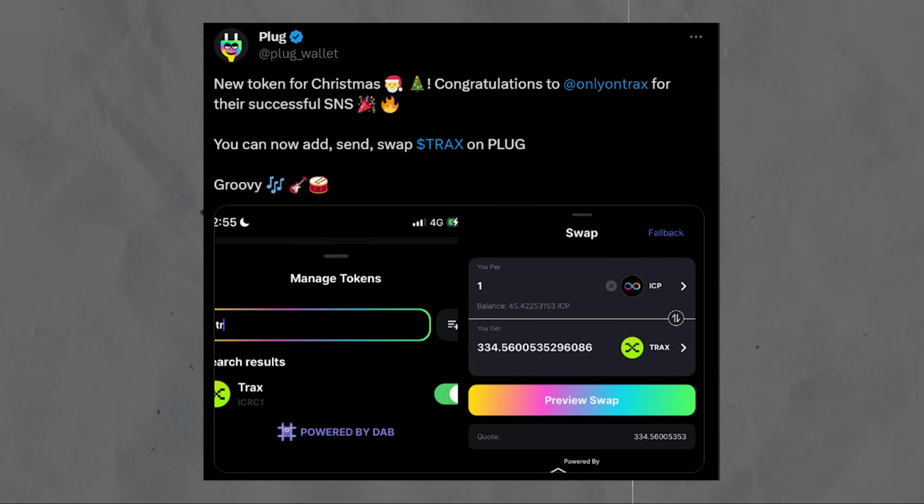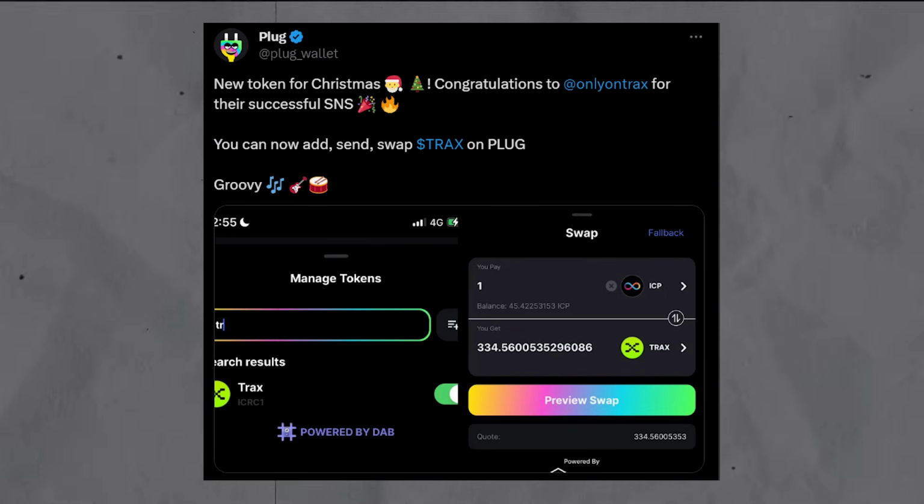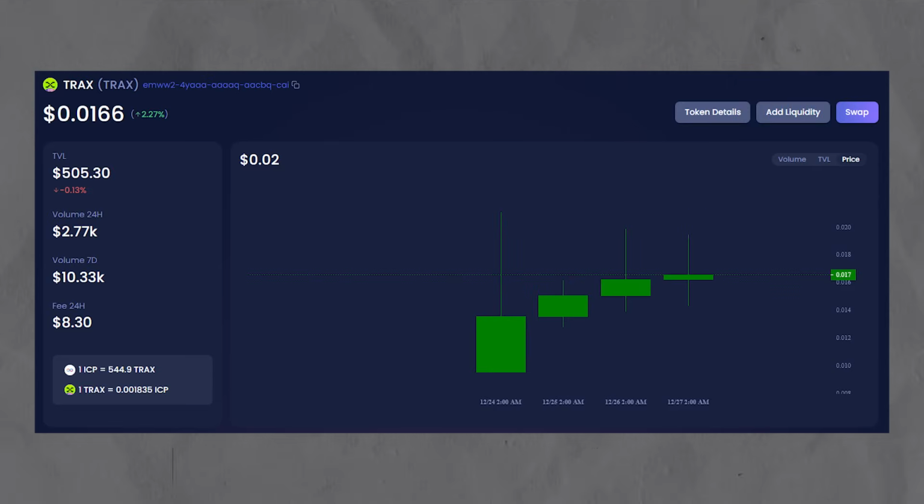TRAX was also added to Plug Wallet, meaning you can now add, send, and swap it, but be wary, there is not a ton of liquidity yet, so I would wait for the TRAX DAO to add liquidity before trying to swap in and out of TRAX tokens, especially for bigger transactions.